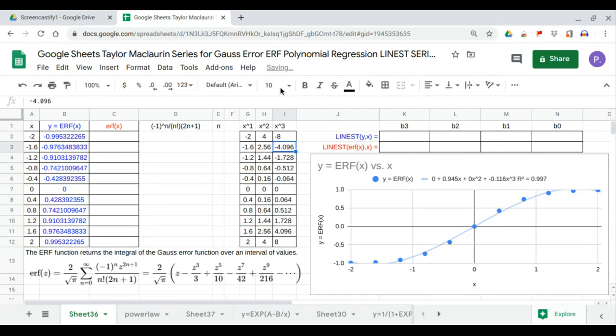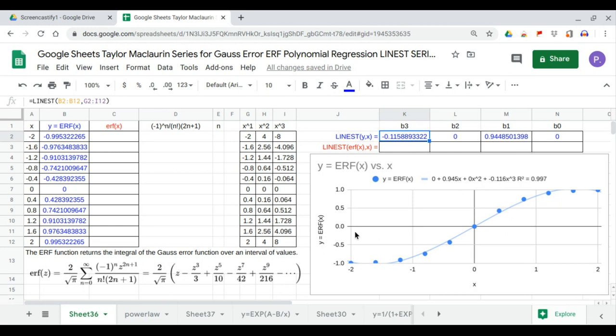Now we can enter the LINEST. You can use the LINEST for this. Data y and data x. So our B0 is 0. Our B1 is 0.94485, rounded up as 0.945. Our B2 is 0. Our B3 is -0.115889, rounded up as -0.116.